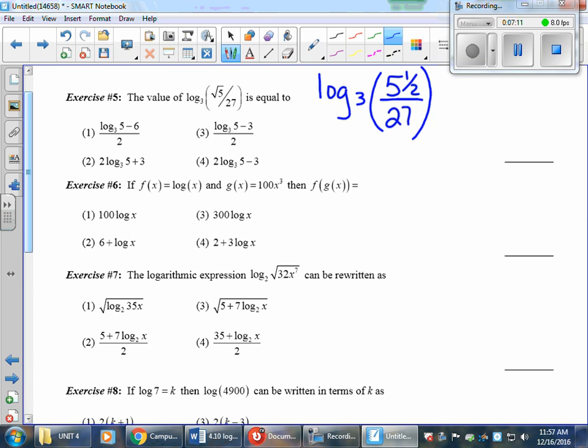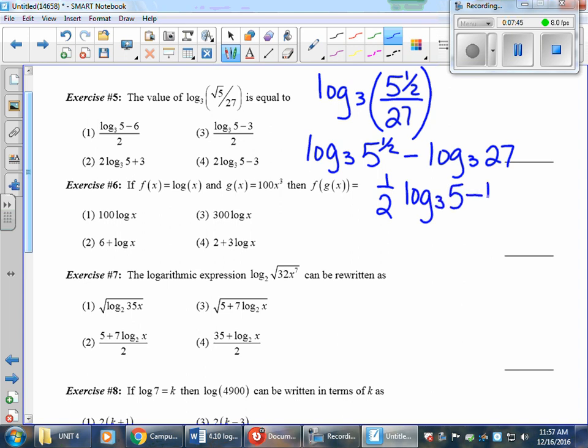Now the beautiful thing about this is you can put this right into your calculator, but our answer choices do not give us a value. So we have to make sure that we are just simplifying this. So because we have division, we know that's subtraction. So log base 3 of 5 to the 1/2, all right, minus log base 3 of 27. So this is going to be 1/2 log base 3 of 5 minus log base 3 of 27.